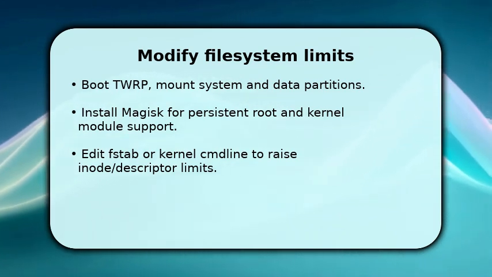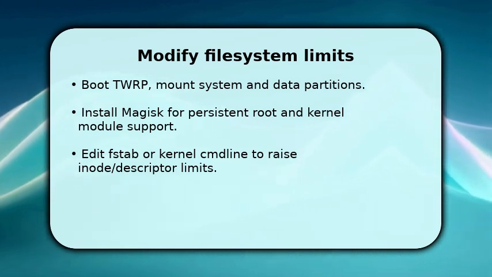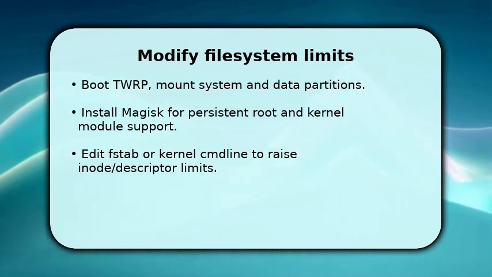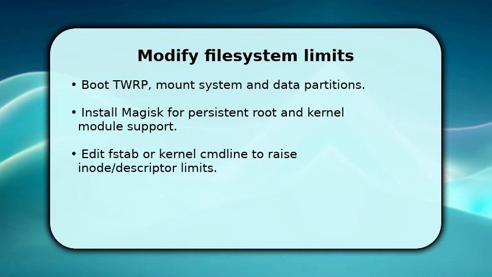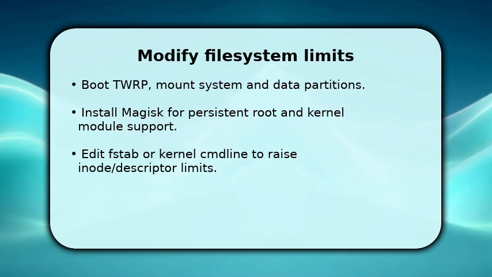Use a text editor or an ADB pull to edit fstab or the kernel cmdline, increase inode counts, max files, and file descriptor settings. Also check, and if needed, replace a file system with ext4 or f2fs tuned for high performance. Finish by rebooting and validating your changes.